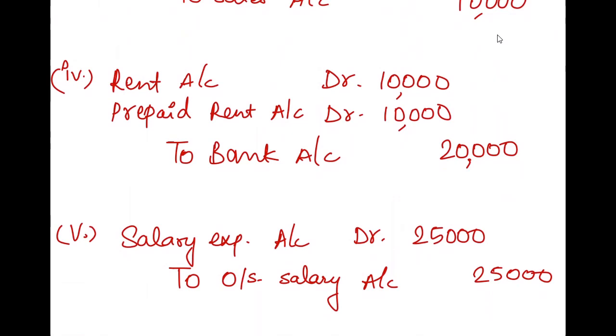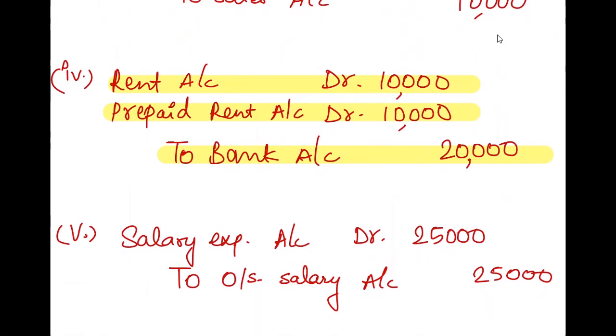50% belongs to the current year, 50% belongs to the next year. Whatever belongs to the current year will be expensed off in the current year itself. Whatever belongs to the next year but is paid in the current year will be my prepaid expense account, that is prepaid rent account, rupees 10,000. And the payment has been made from the bank by check, so my bank balance will reduce by rupees 20,000.